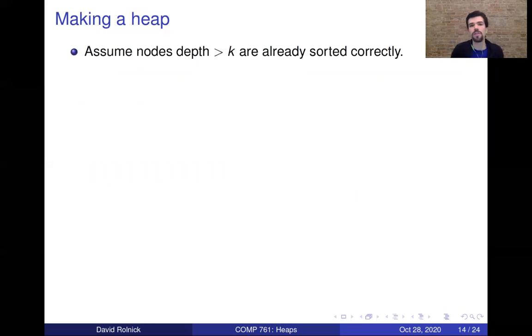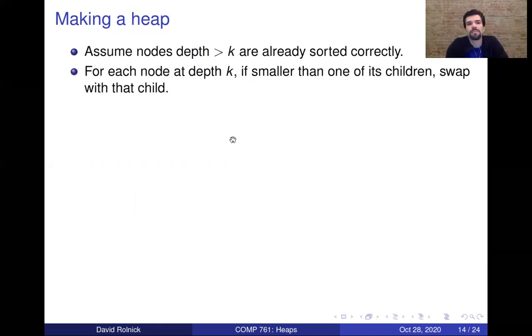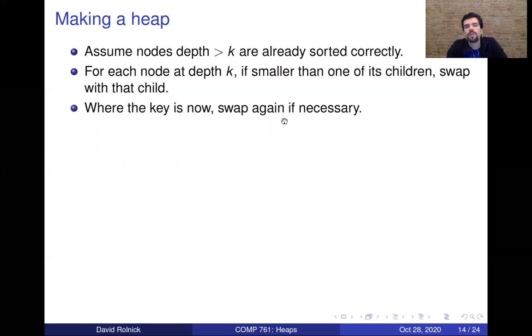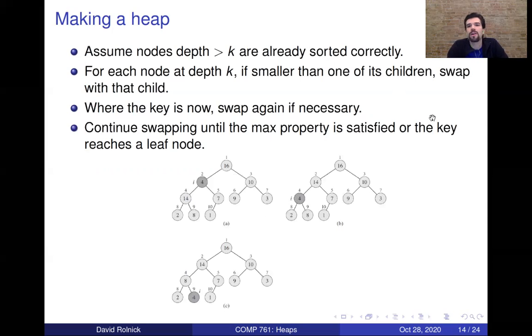So let's assume that the nodes at depth greater than k are sorted correctly. And now we're going to look at depth k. If the node is smaller than one of its children, we're going to swap it with that child. Or sorry, swap it with the larger of the children. And then where the key is now, we swap it again if necessary. And we continue swapping until either the max property is satisfied or we've reached a leaf node.